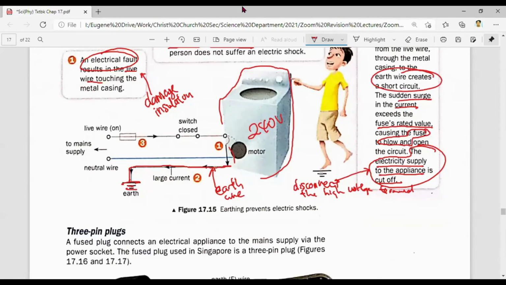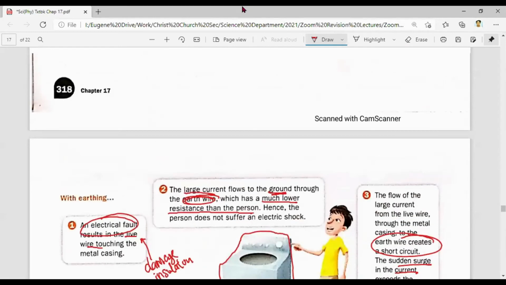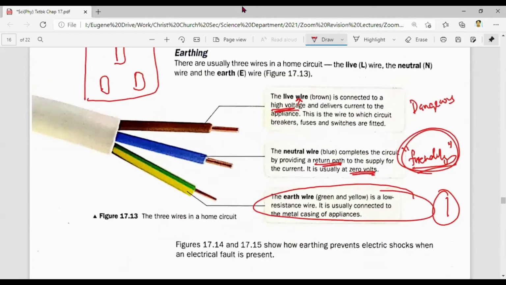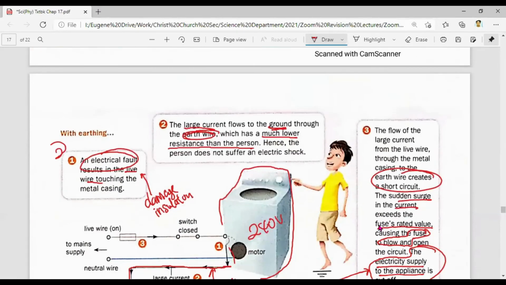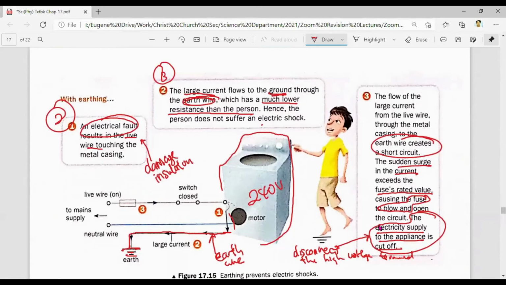So for earth wire, what you need to explain is that the earth wire is a low resistance wire. Let's wrap up. Typically when they ask you to describe or explain what earthing is, you will always first write this part: low resistance wire connected to the metal casing. How does it function? What you're going to say is when there's an electrical fault in the appliance where the live wire touches the metal casing, the earth wire allows the current to flow to the ground because it has a much lower resistance. This prevents the person from getting the electric shock. Other than that, you have to say the earth wire also causes a short circuit, and this causes the fuse to blow.